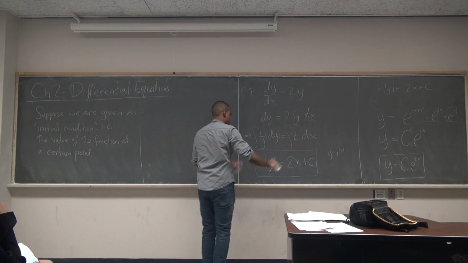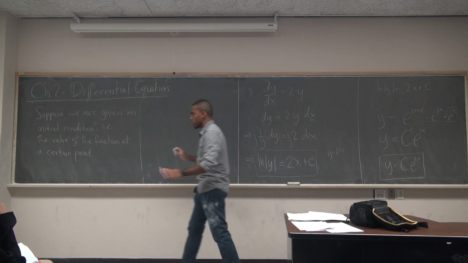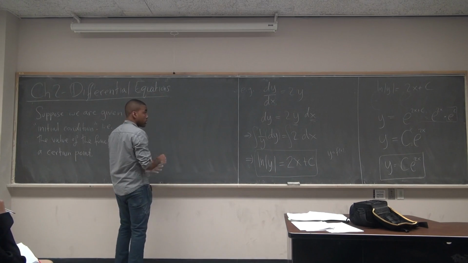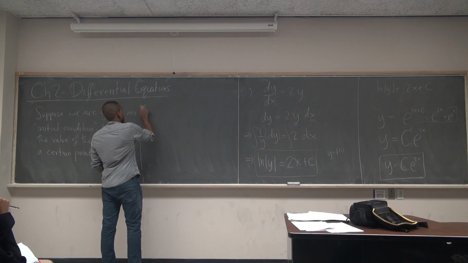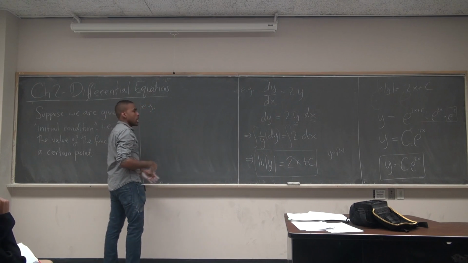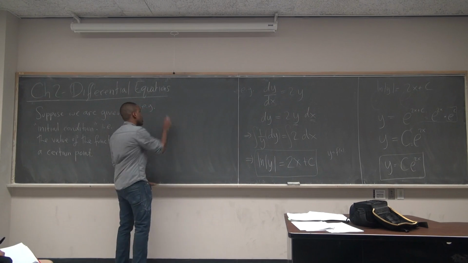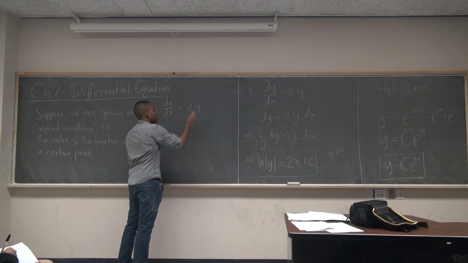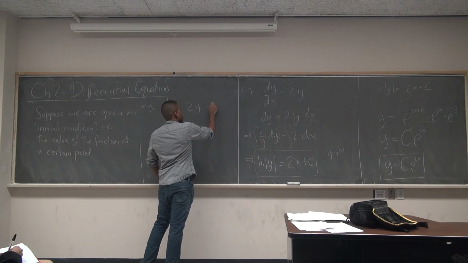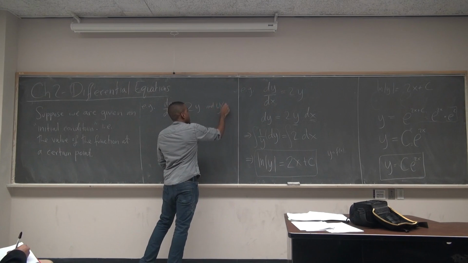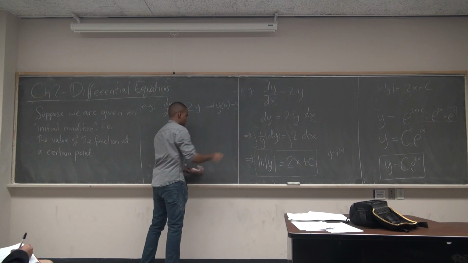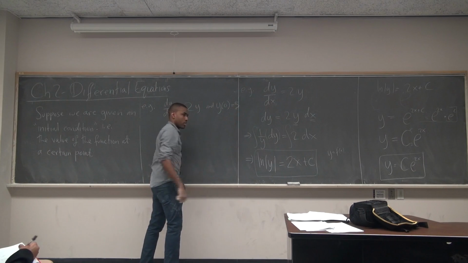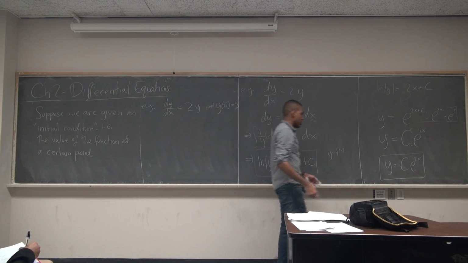I'm going to generalize this method soon, but I just want to work through a couple of examples so you get a feel for it. Example: suppose I'm looking for a function where its derivative is 2 times itself, and I know that when x is 0, y is 5. Can you find such a function?